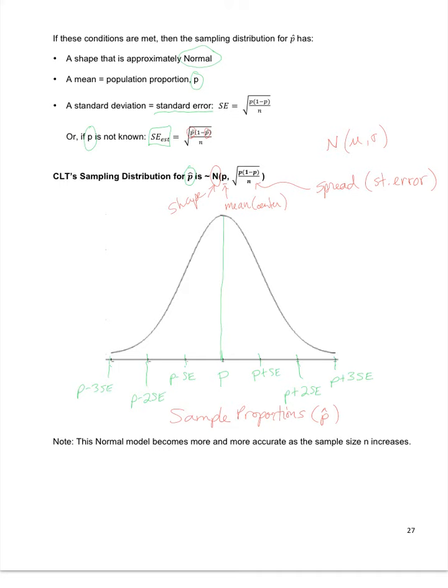All right, so note, this normal model becomes more and more accurate as your sample size increases. So as n gets bigger, the model becomes more accurate.